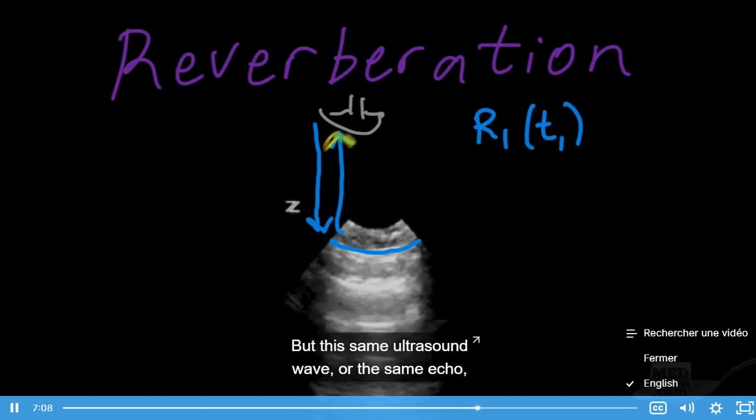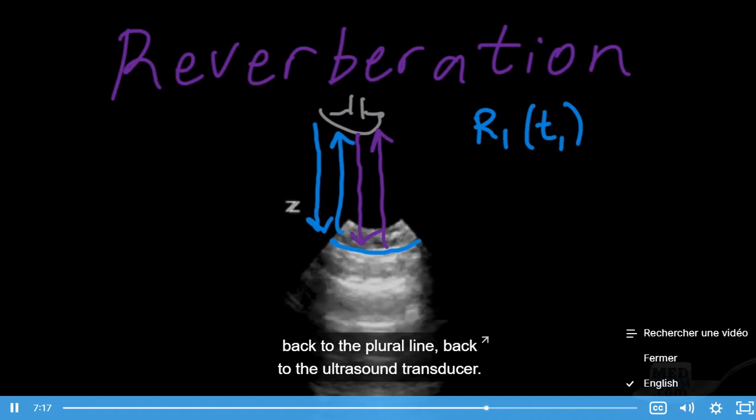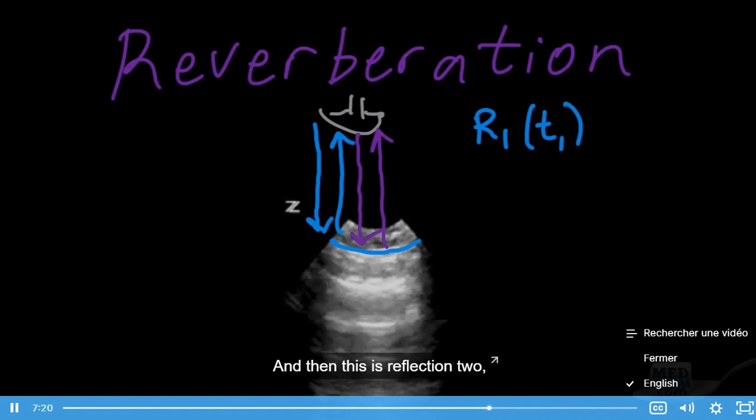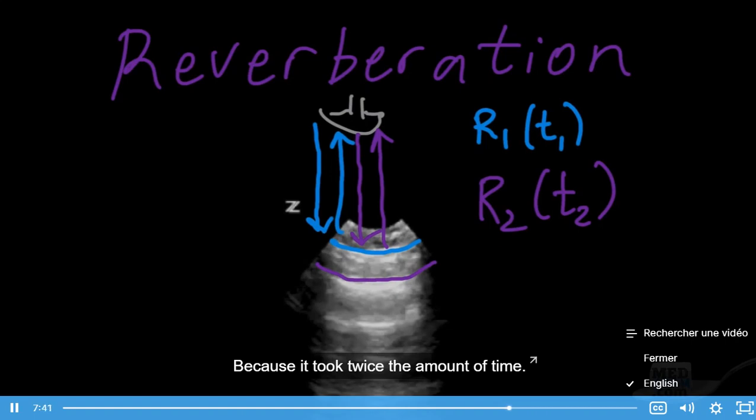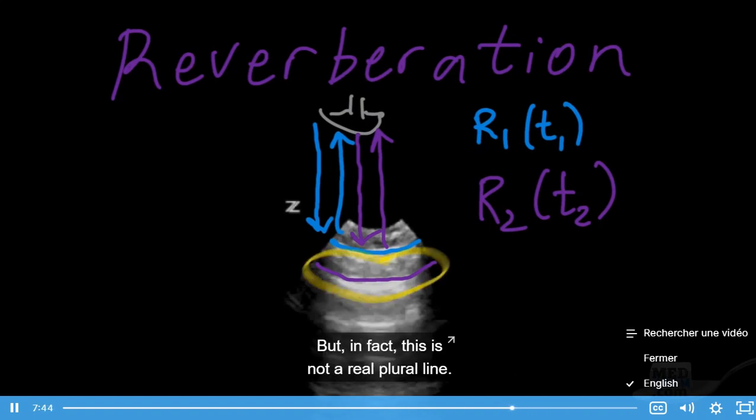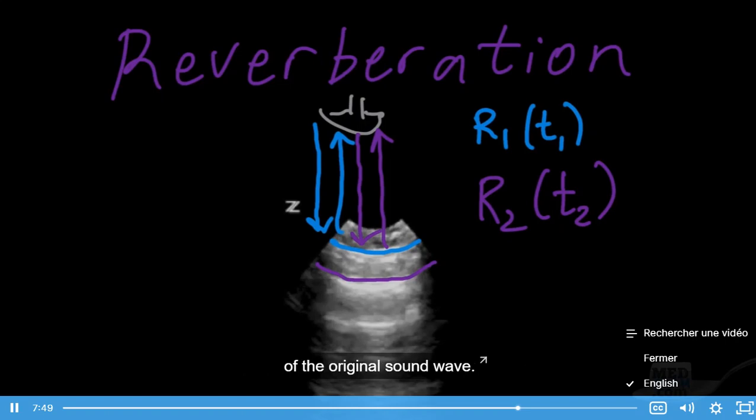But this same ultrasound wave, or the same echo, then continues reflecting off of the ultrasound transducer back to the pleural line, back to the ultrasound transducer. And then this is reflection 2, and it took time 2 to return. And time 2 is double the time of the original time. So the machine says, oh, that means there is a pleural line equidistant below that original pleural line, because it took twice the amount of time. But in fact, this is not a real pleural line. It's artifactual, and it occurs because of the reflection of the original sound wave.